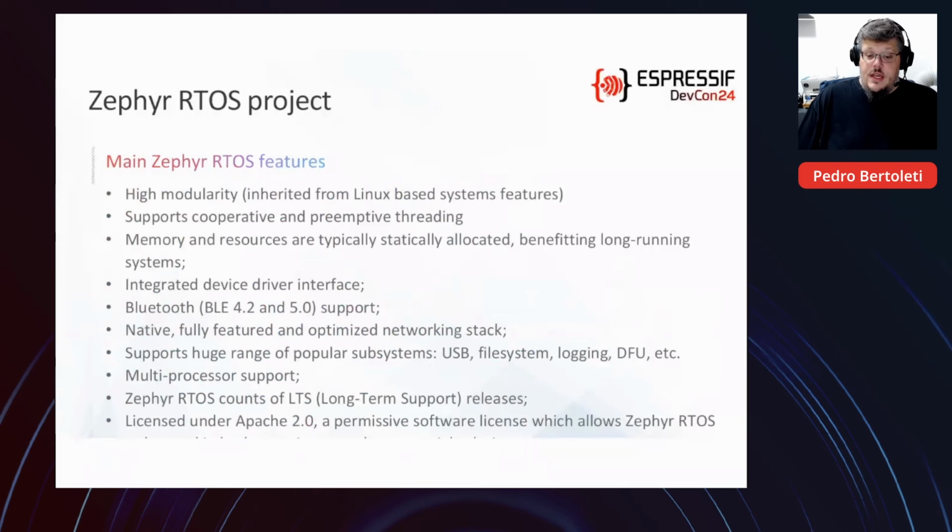Regarding connectivity, it is very, very vast too. It supports Bluetooth Low Energy, or BLE for short. It's 802.15.4 compliant too, and counts on a native and fully featured network stack, making Zephyr RTOS a very, very good option for Internet of Things devices as an embedded OS.